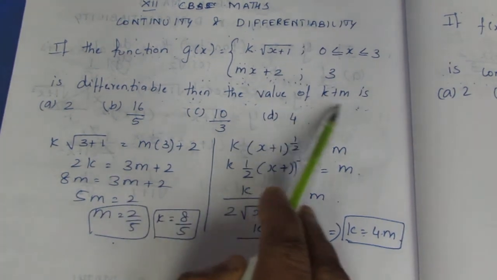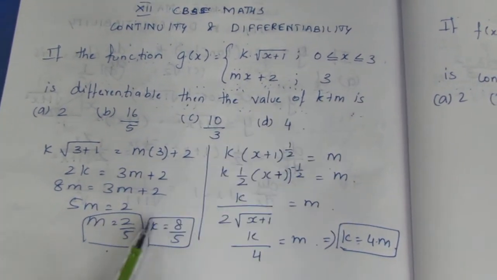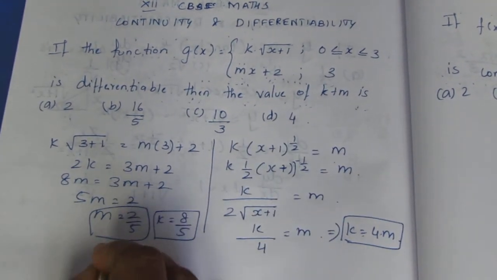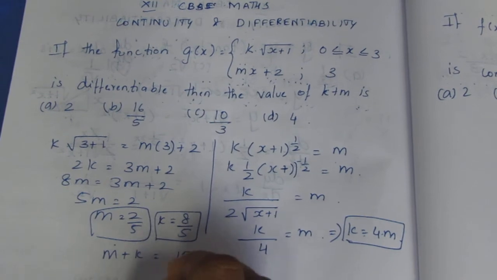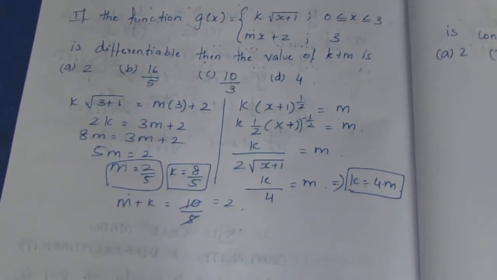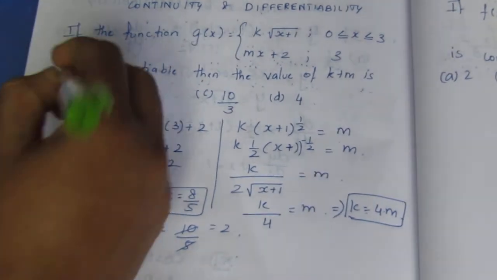If you substitute it here, the denominator is the same, so it becomes 10 by 5. So m plus k equal to 10 by 5, which is nothing but 2. So 2 is your final answer for the sum, which is option A.